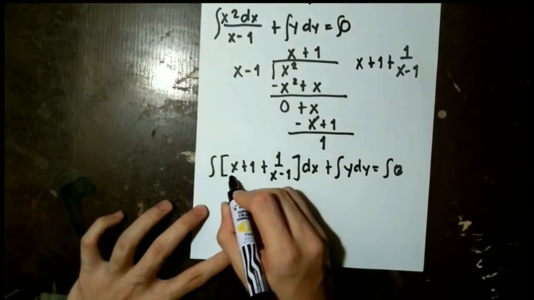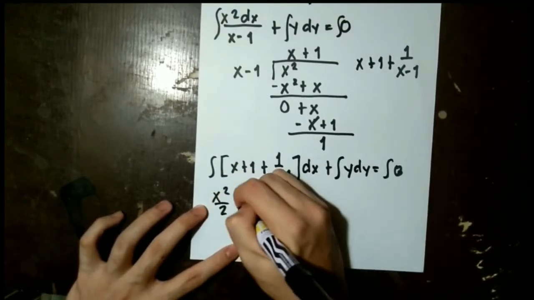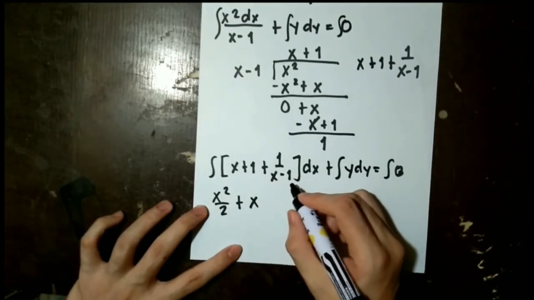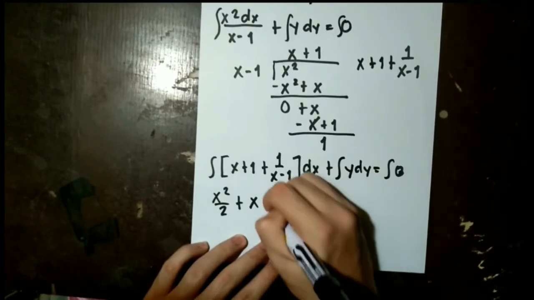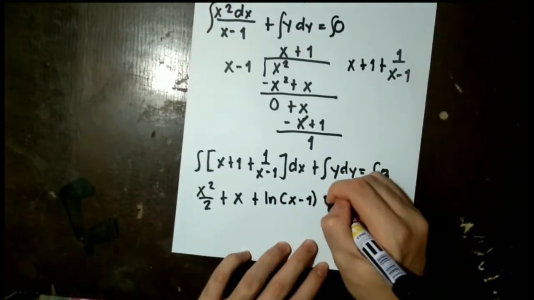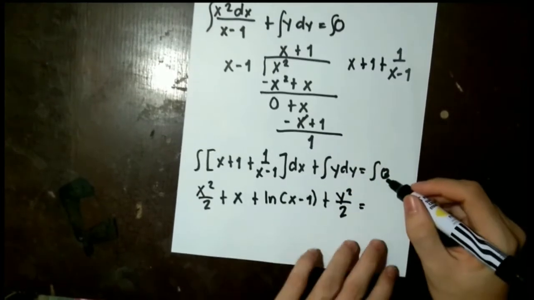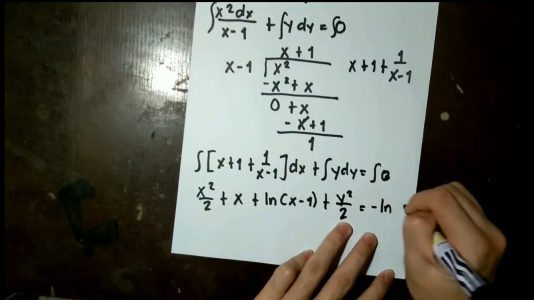So, integration ng x dx is just x squared over 2. Integration ng 1 is just x. Integration ng 1 over x minus 1 dx is ln ng x minus 1. Tapos, integration ng y dy is just y squared over 2. So, ang gawin natin sa integration ng 0 is gawin natin siyang negative ln c.